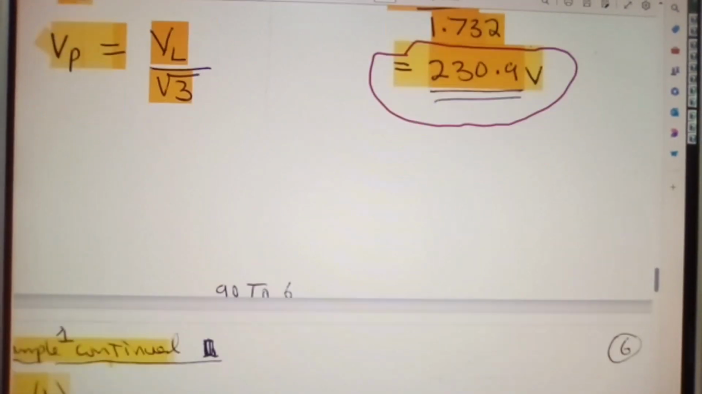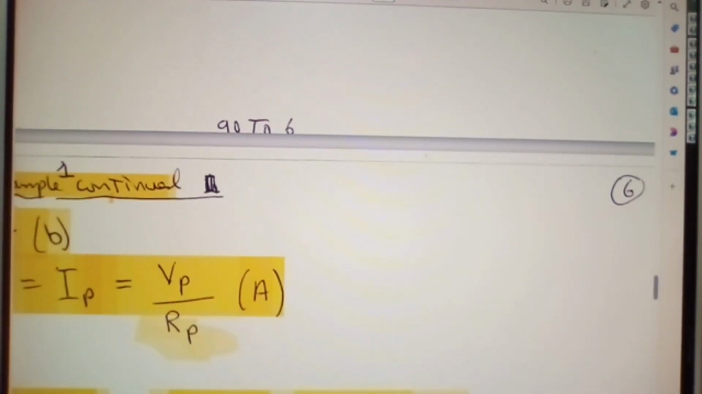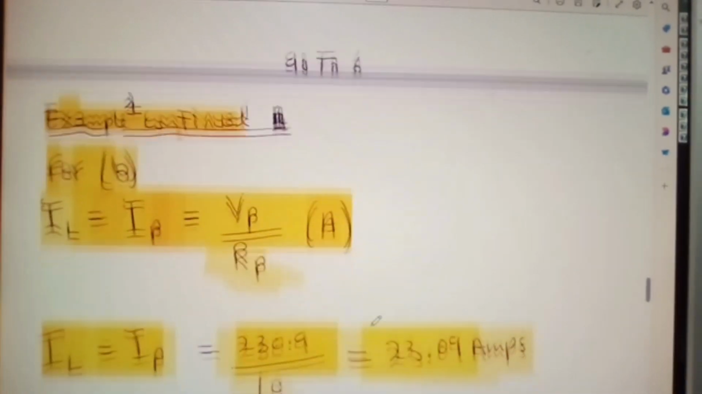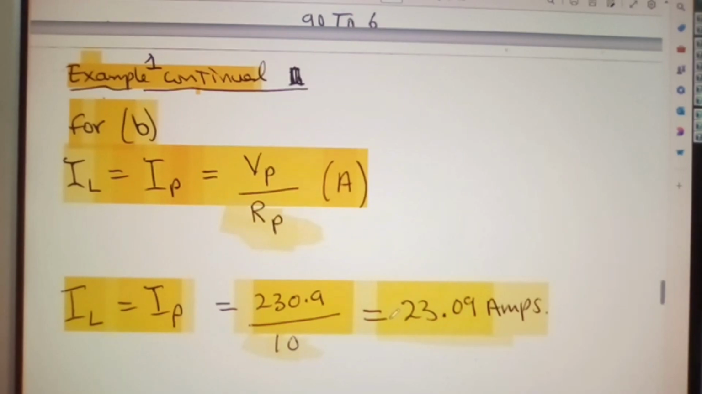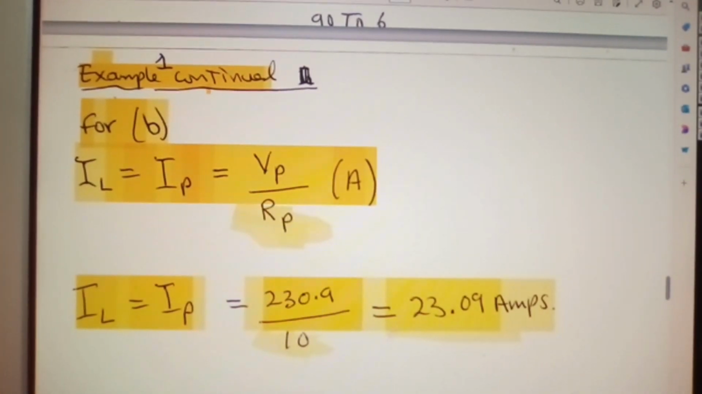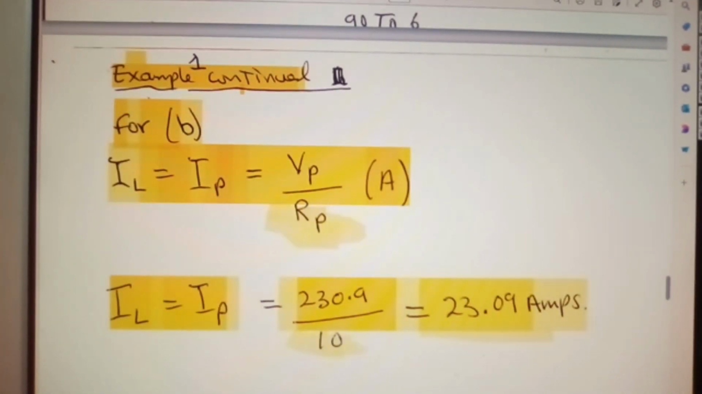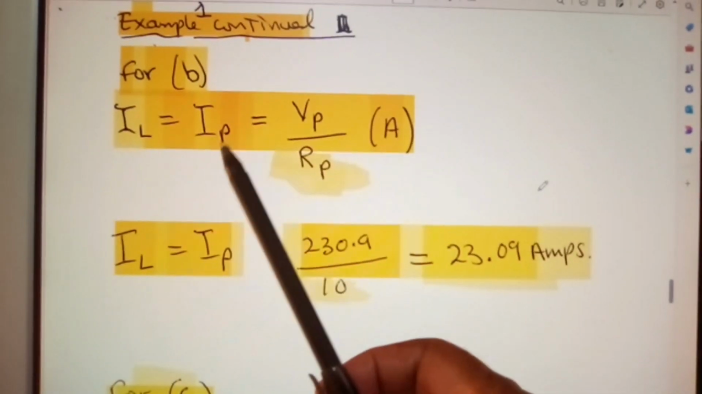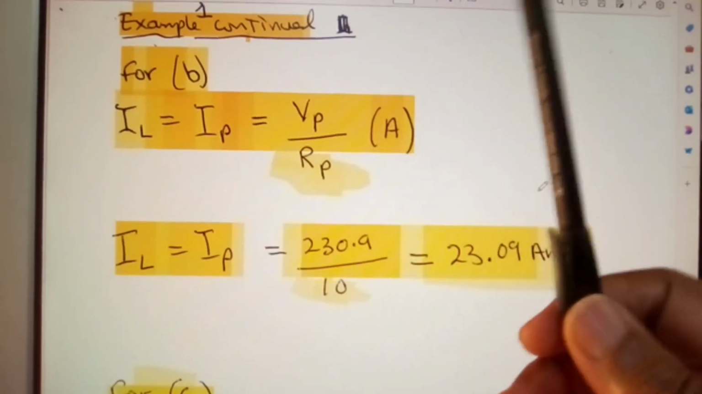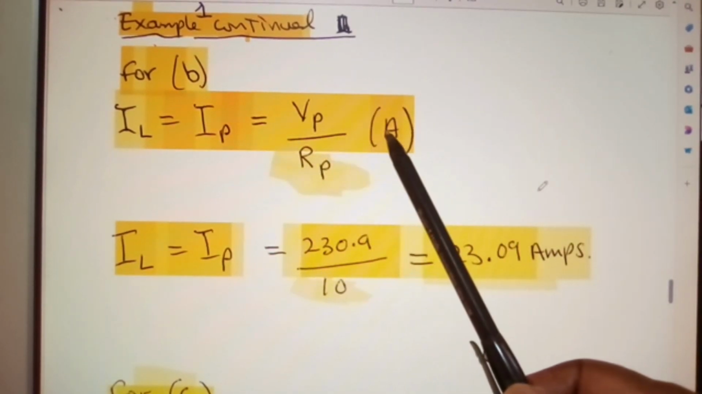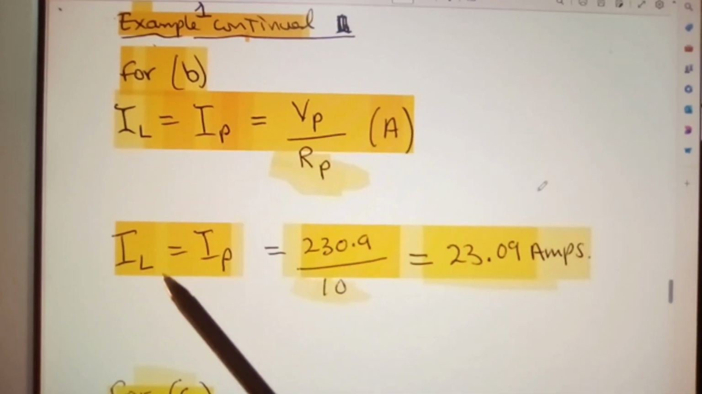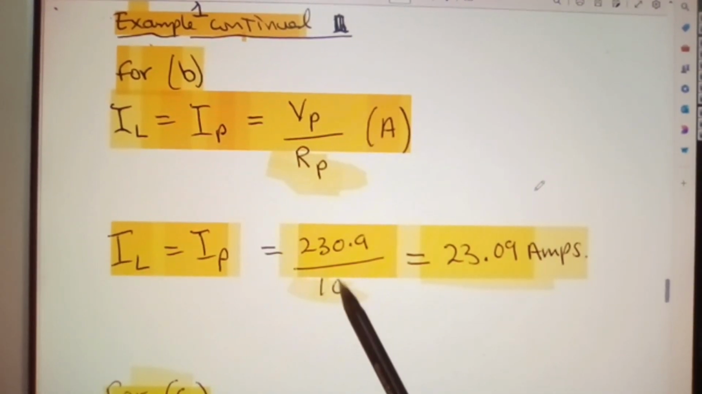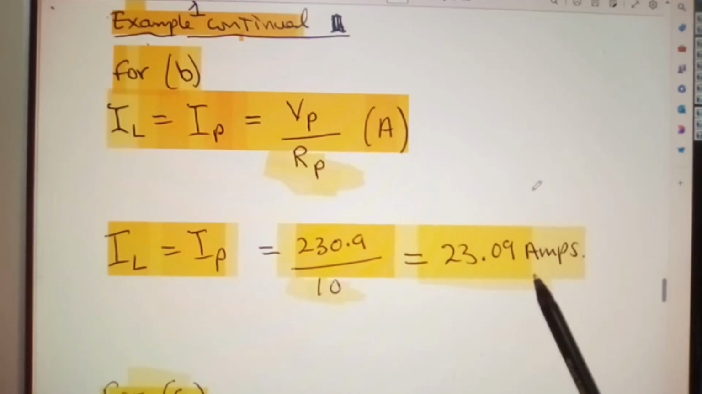And the next part, we would then ask for the next stage. Let's look at the next part of it. Example 1 continues for B. IL equals IP equals VP over RP, and that will be in amps. IL equals IP equals 230.9 over 10. Now remember where we got the 10 from. That equals 23.09 amps.